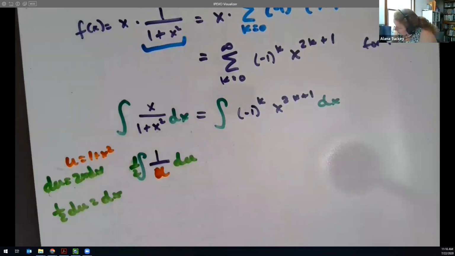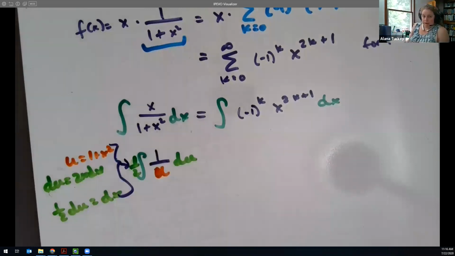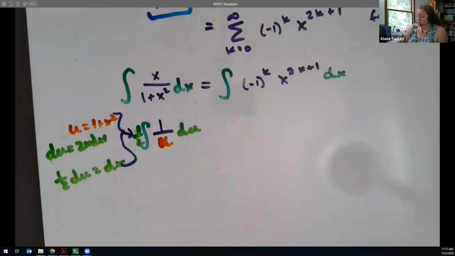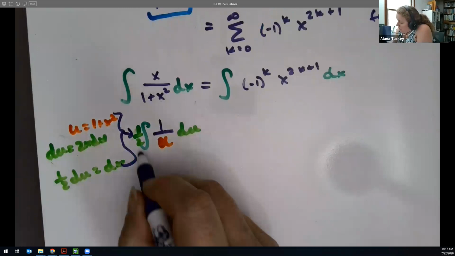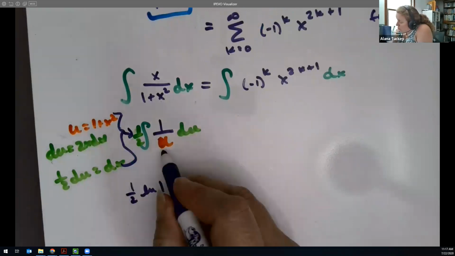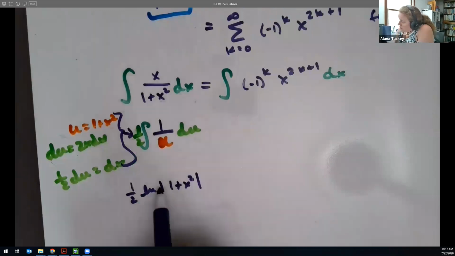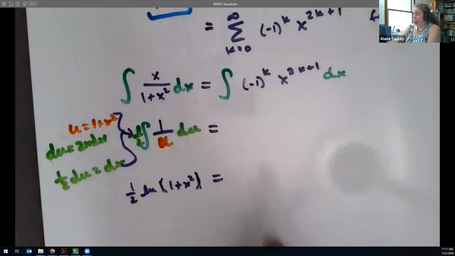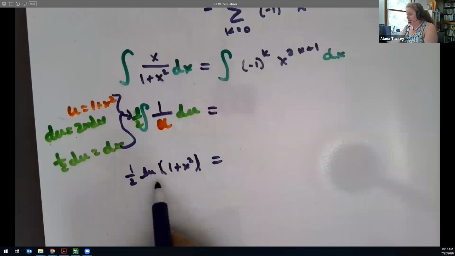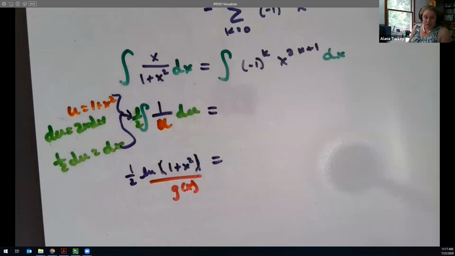So I'm using all of that to inform that piece right there. The integral of 1 over u is natural log. So this is going to be a half natural log absolute value of u, which is 1 plus x squared. I don't really have to worry about the absolute value because x squared is always positive. And that's g of x right there. Hello, g of x. That's the part I want. I'm going to multiply by 2, but I'll get there. That's the thing I'm looking for.